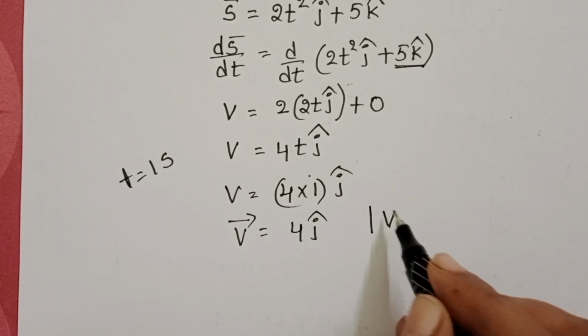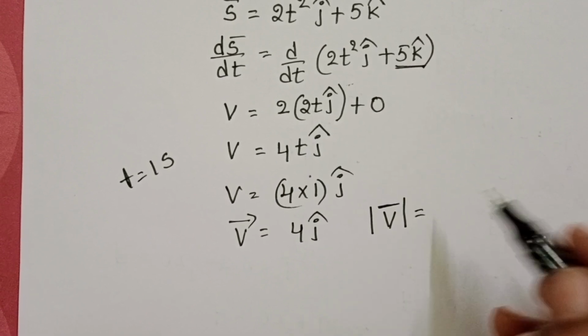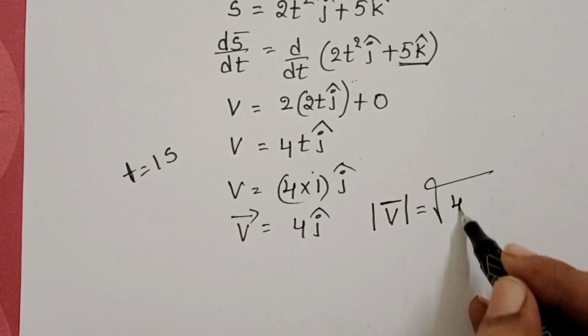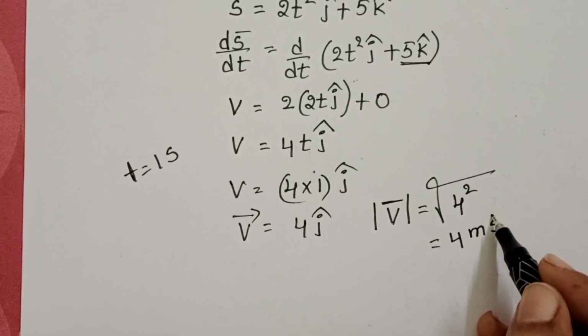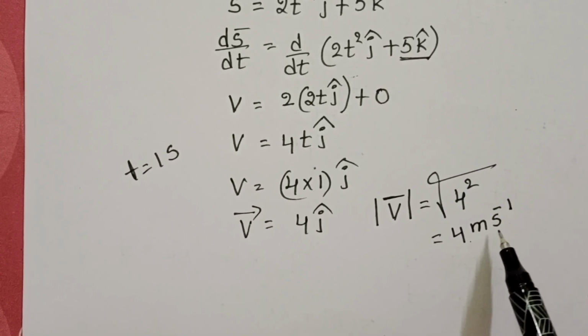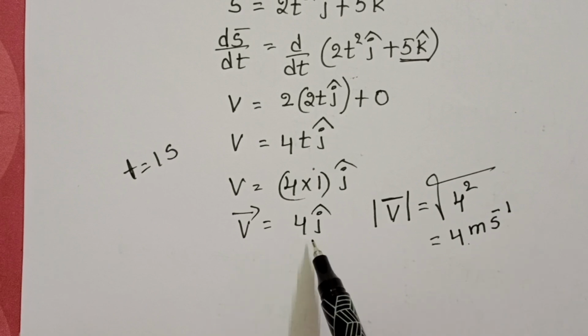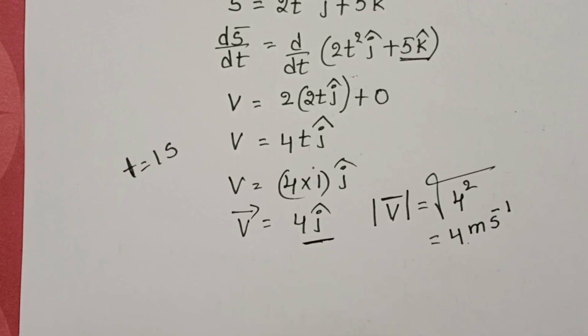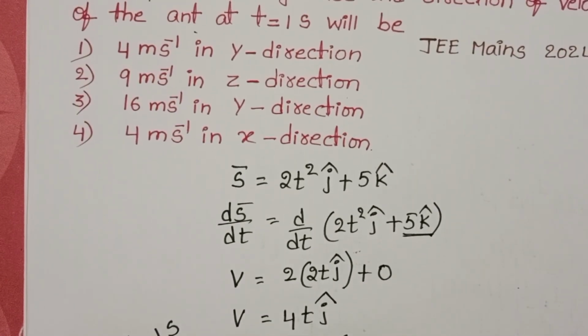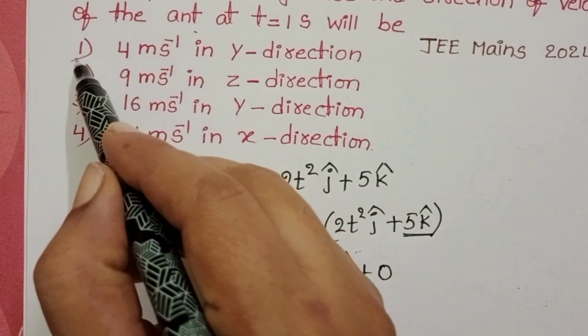When we want the magnitude, take mod v bar. Mod v bar is equal to the square root of 4², that is equal to 4 meter per second. The magnitude of the velocity is 4 meter per second, and the direction of the velocity is along the positive y direction. First option is correct.